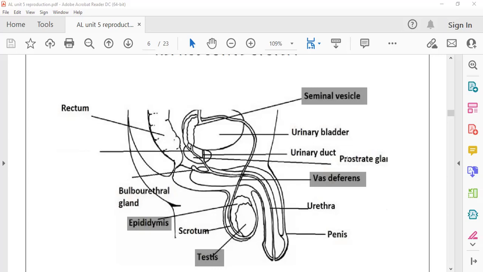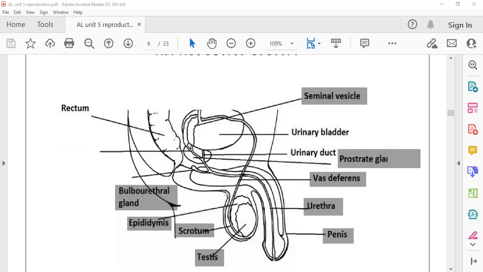Further, there is a gland, the prostate gland. Another gland, the bulbourethral gland. Urethra, penis, scrotum. All these are parts of the male reproductive system. So what are the parts of the male reproductive system?